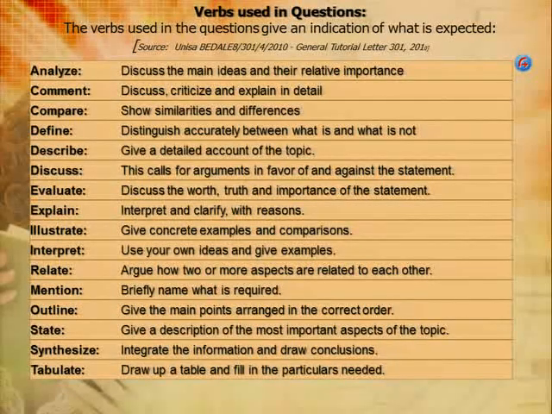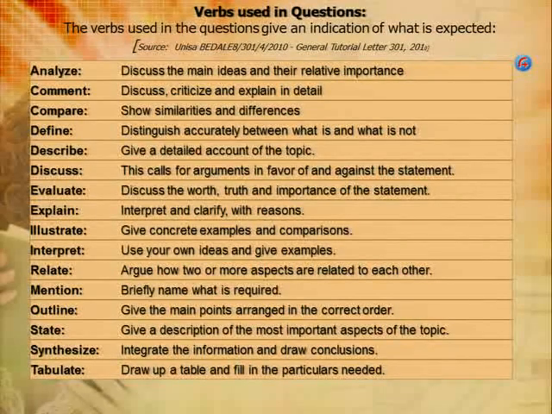Then compare is a very important question. You have to remember, if you compare two things or two people or two actions, that you have to look at what is the same and what is different. Define, that means you give a definition. Accurately distinguish what it is not. So if I ask you to define something that was in the passage, you have to tell me what it is. If I've read your definition, I should know what it is.